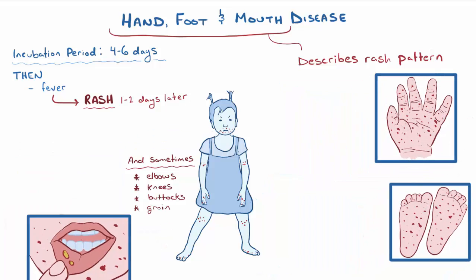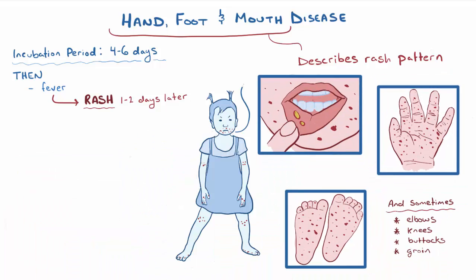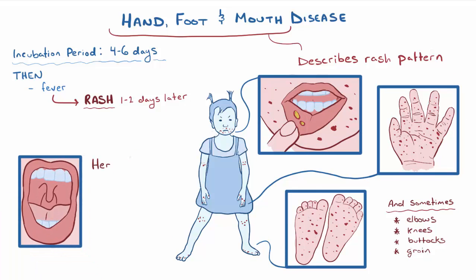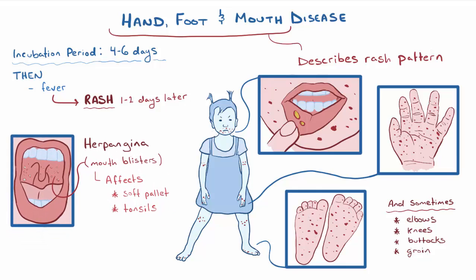Some forms of the virus, in addition to causing hand, foot, and mouth disease, can also cause herpangina, also known as mouth blisters, which are painful sores on the soft palate and tonsils. This can cause a severe sore throat, which can lead to problems with eating and drinking. Also, it should be mentioned that the afflicted often lose their fingernails and toenails 4 to 8 weeks after the disease has run its course. The mechanism for this is not well understood, and the nails do grow back.